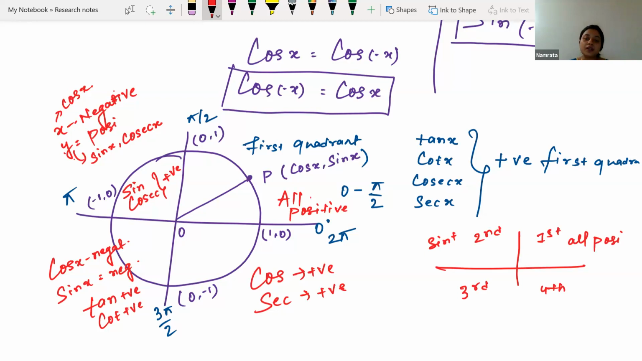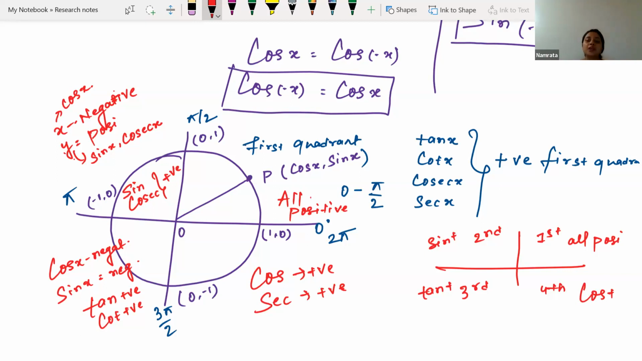In the third quadrant, tan is positive. And if tan is positive, cot, which is just the sibling of tan, will be positive only. In the fourth quadrant, cos is positive. So all positive, sine positive, tan positive, cos positive. How to learn it? You can take any sentence. There are a lot of sentences with the help of which you can keep it in mind. If you already know one, then don't take mine.